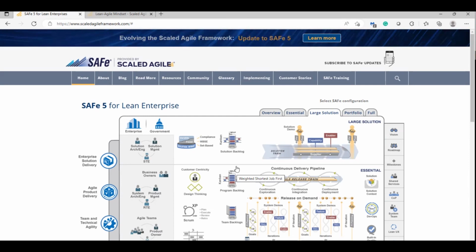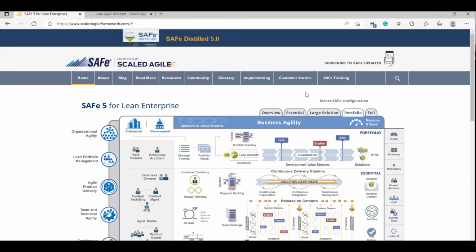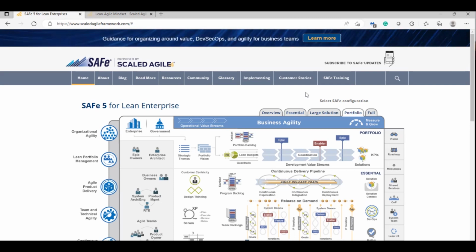Okay. What is Portfolio SAFe? I have two trains, but I'm not joining them. I don't have an STE. Then who will manage? The RTE will manage. There is no common STE. That is called Portfolio SAFe. I think you got it. Essential SAFe is one train. Large Solution SAFe is two trains joined together, or three trains joined together. Portfolio SAFe means there is no joining of the trains. Each and every train runs individually.